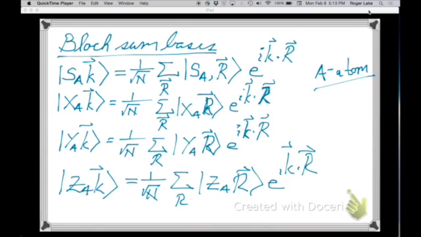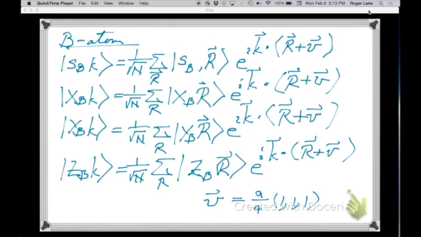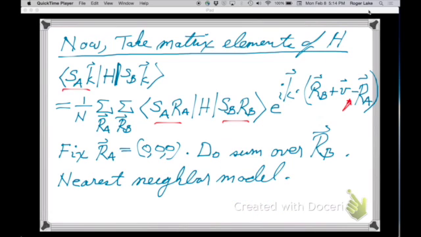And then we define our Bloch sum basis, as we're going to do every time we do a problem. This is a recipe. You define your localized orbital basis. From your localized orbital basis, you construct your Bloch sum basis, one for each type of localized orbital on each type of atom. So we got one S and 3 P's on the A atom, one S and 3 P's on the B atom.